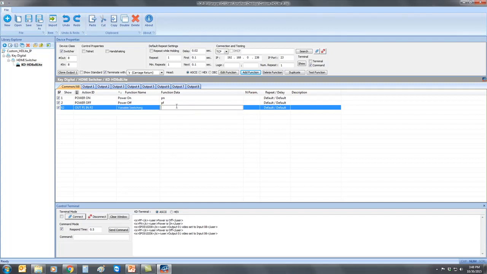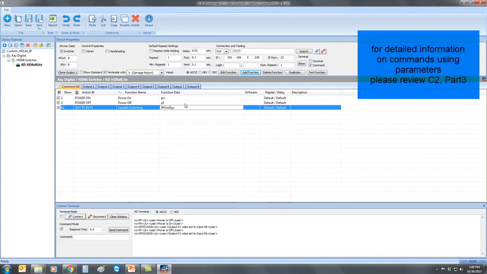We call this command variable switching. So it looks like this, right? Now, if only there were a way to just leave that as fill in the blanks. There is. We talk about it in the C2 Part 3 video. It is called a parameter.